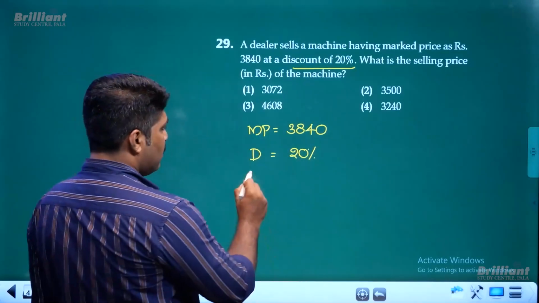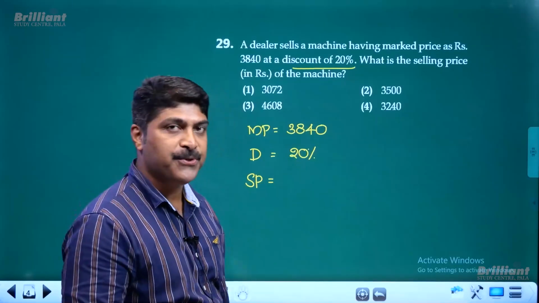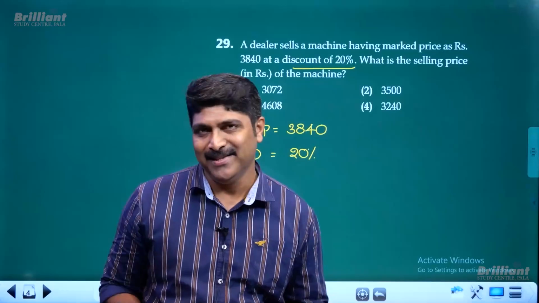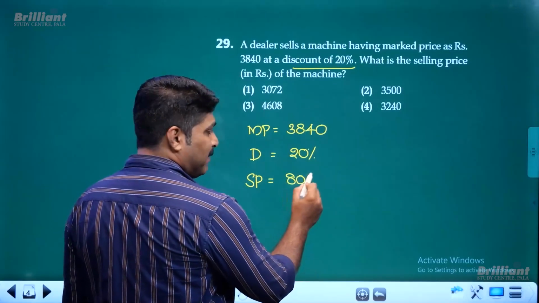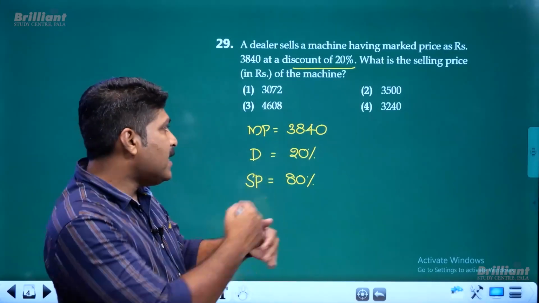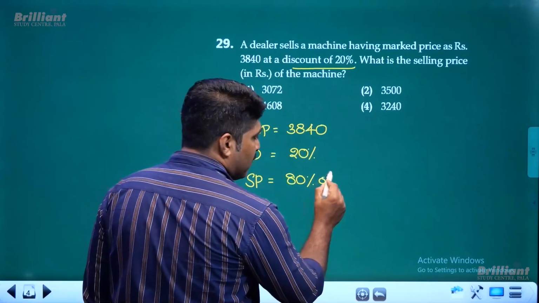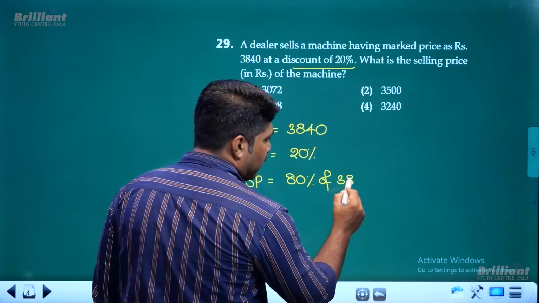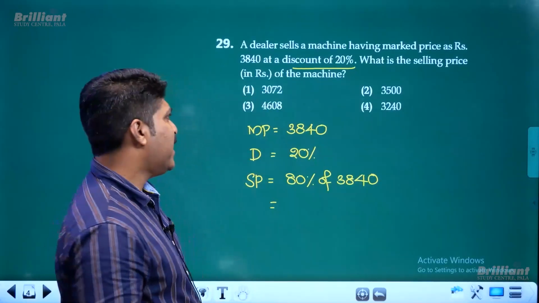Therefore, how can we conclude the selling price? Selling price is nothing but we have to subtract this 20% from the marked price. So if you are subtracting 20%, it becomes 80%, right? So simply this 20% is applicable on the marked price. Therefore, this is 80% of the marked price. So just find the product here. Easily we can do the operation here.